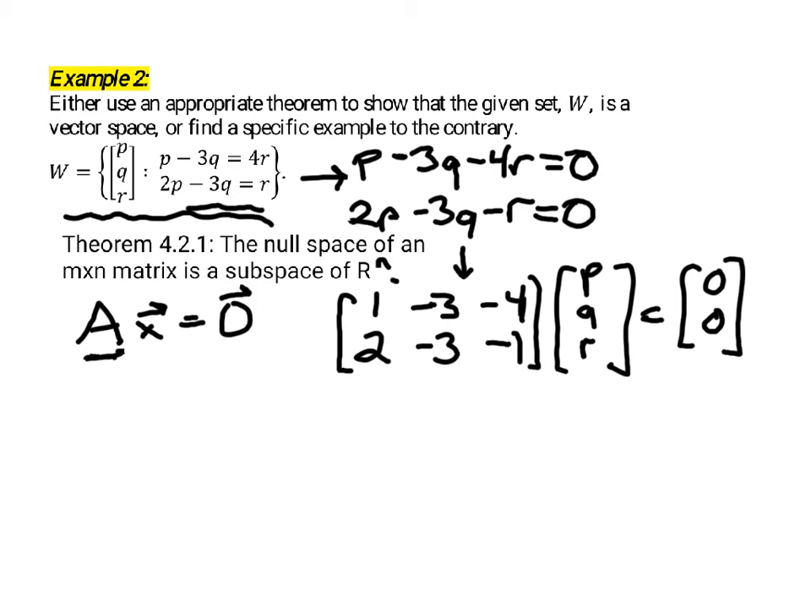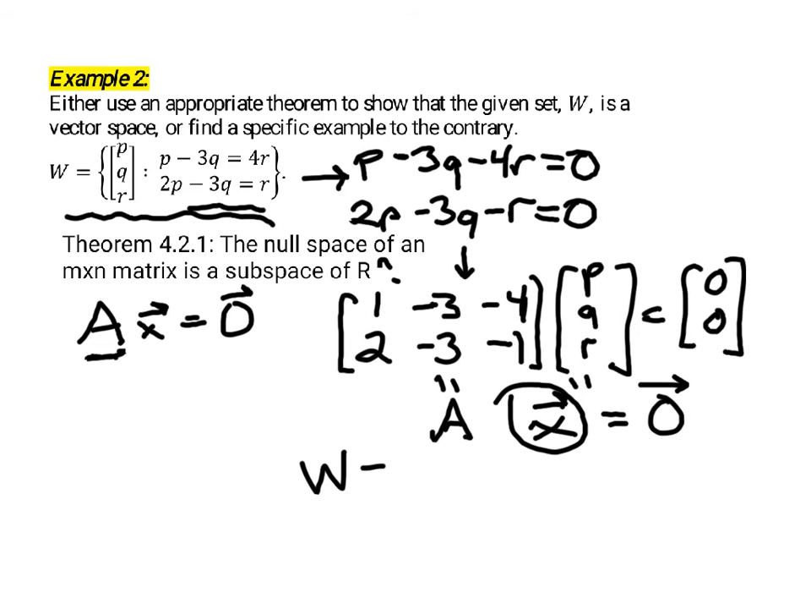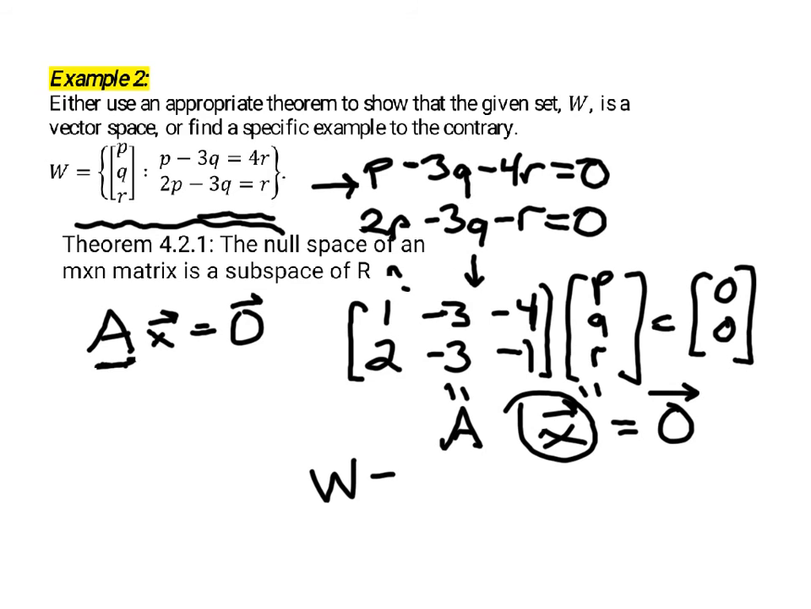And so now if we call this matrix A, and we call this vector x, then we have expressed W as the solution set, the set of vectors x for which A times x is 0. But this is, oh, sorry, the null space of the matrix A.